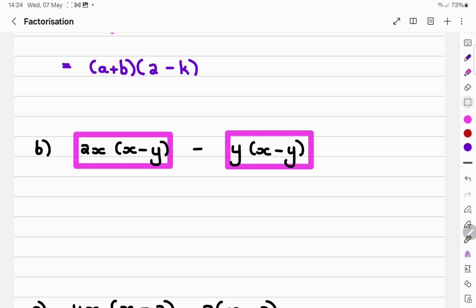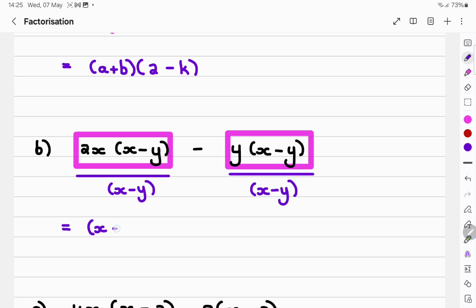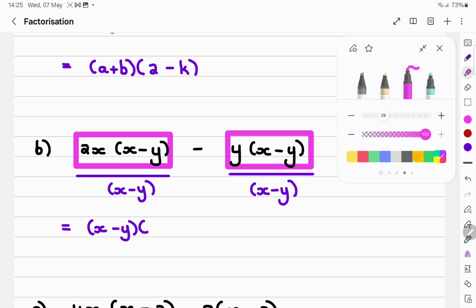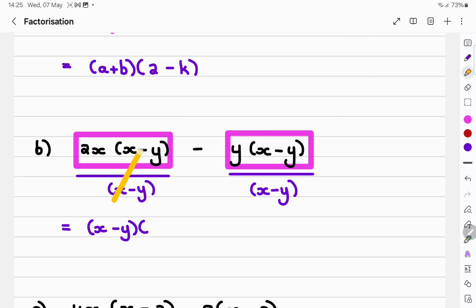So from your two terms, what is the same? They both have an x minus y as a common bracket. So that is what I'm going to take out as my highest common factor. And in brackets, I'm going to show what is left. So let's go and divide out. And what is left over here? A 2x.